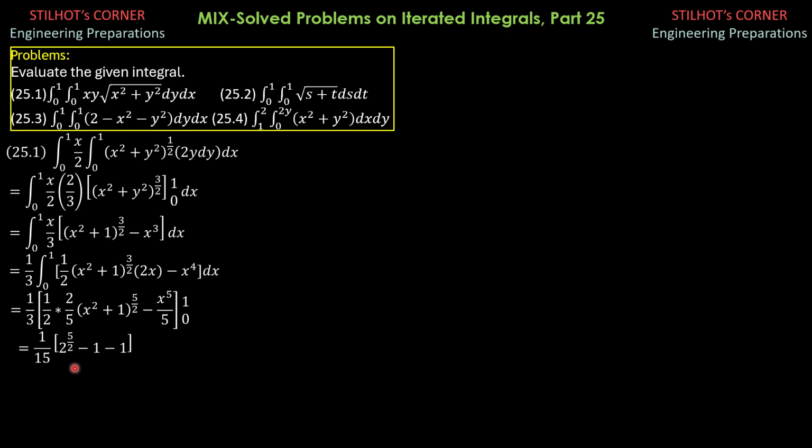So this is now 1 over 15 times the quantity 4 square root of 2 minus 2, since 2 to the 5 halves is rewritten as 4 square root of 2. So 1 over 15 times 4 square root of 2 minus 2. Actually, we can further simplify that into 2 over 15 times the quantity 2 square root of 2 minus 1, if you want.